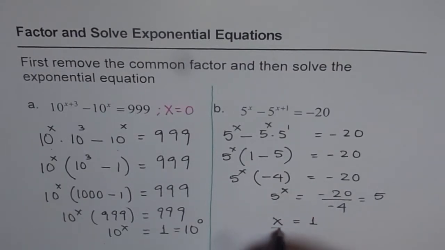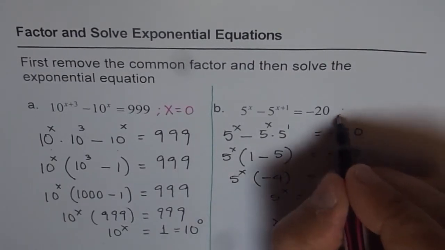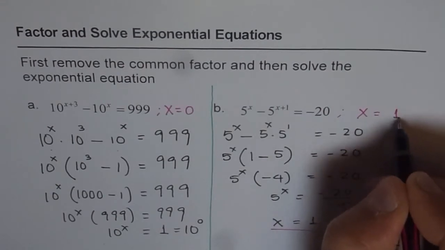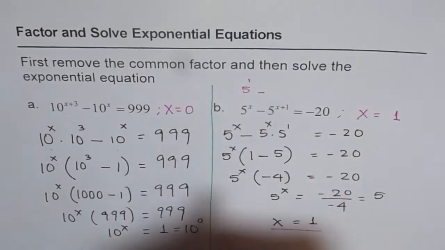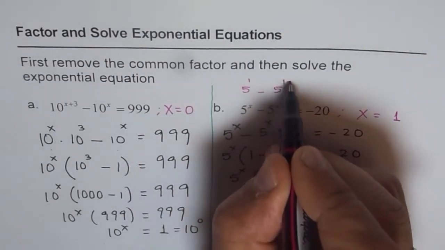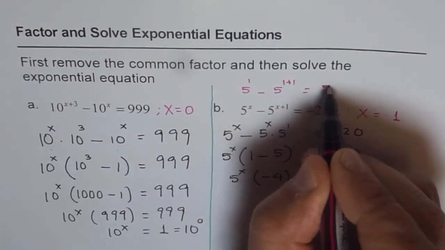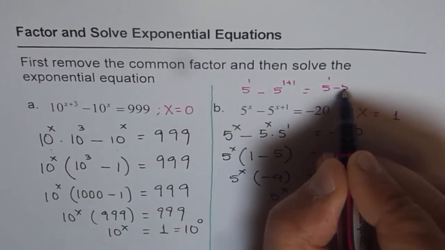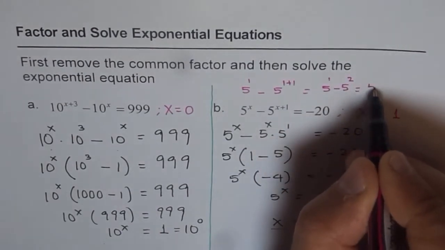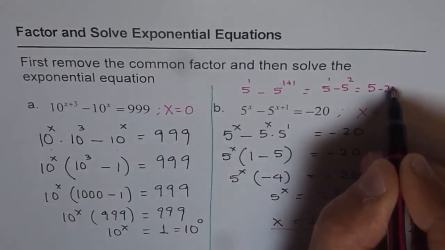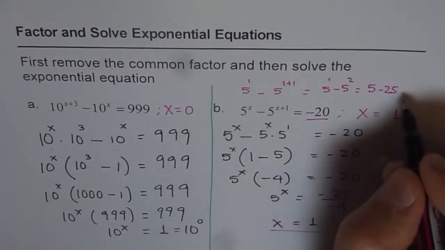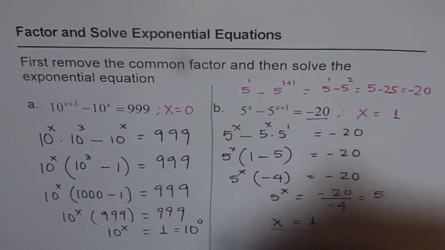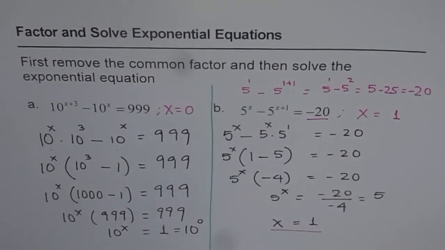Now let's check the solution, x equals 1. So we are saying the solution is x equals 1. If I put 1 here, what do I get? I get 5 to the power of 1 minus 5 to the power of 1 plus 1, which is 5 to the power of 1 minus 5 squared, right? Which is 5 minus 25. And that gives you minus 20, right? So you get minus 20.